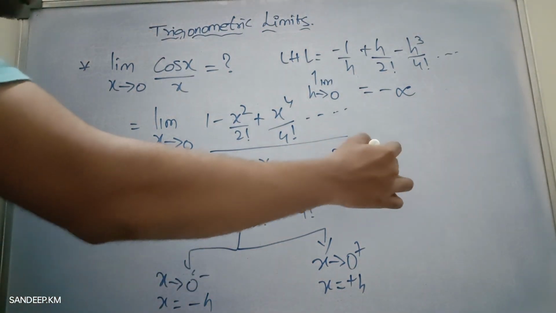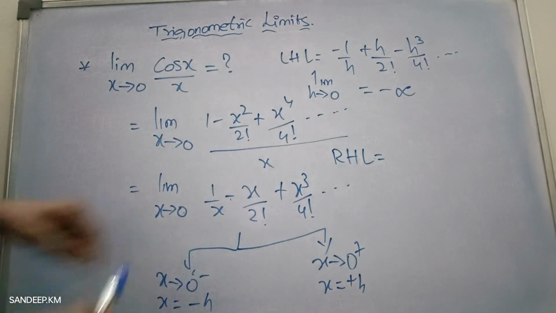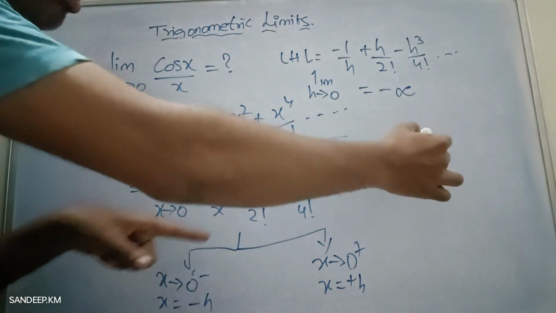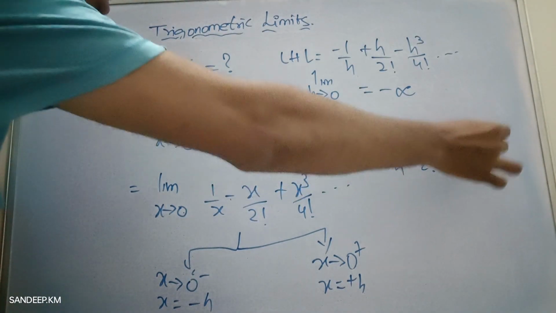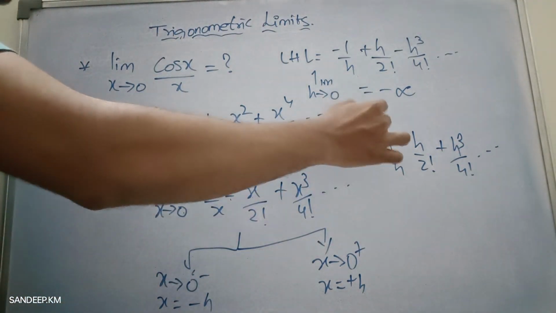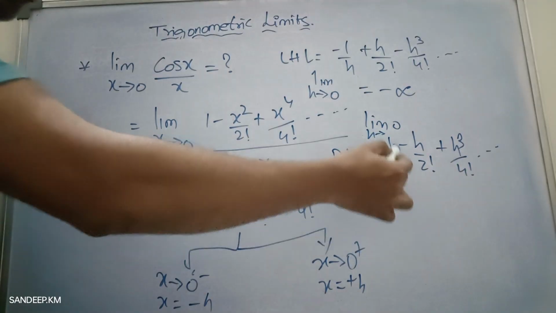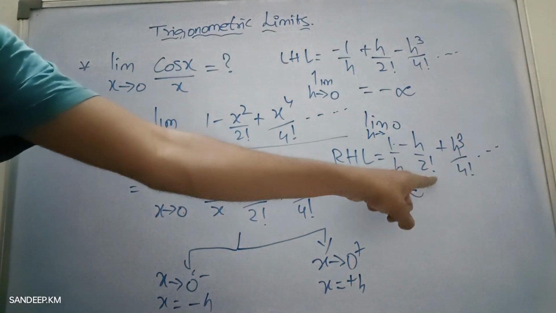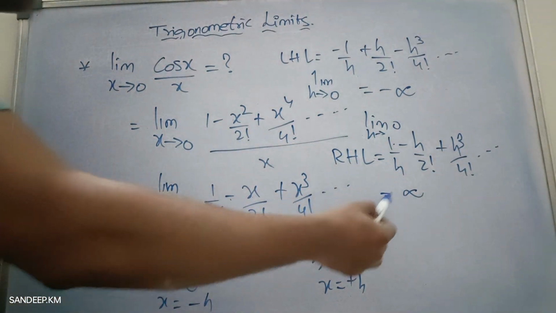And what about right hand limit? If I try to find RHL, what will you get in the same function? So in RHL, x is equal to plus h. If I substitute x as plus h, what will I get? 1 by h minus h by 2 factorial plus h cube by 4 factorial and so on. Now if I substitute h as 0, limit h approaches 0 only. When I substitute h as 0, I am getting 1 by 0, which is plus infinity, and the remaining terms will become 0. 0 by 2 factorial, 0 cube by 4 factorial, all of them will become 0. So the RHL is plus infinity.